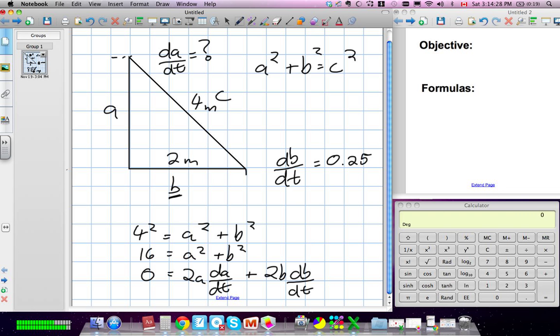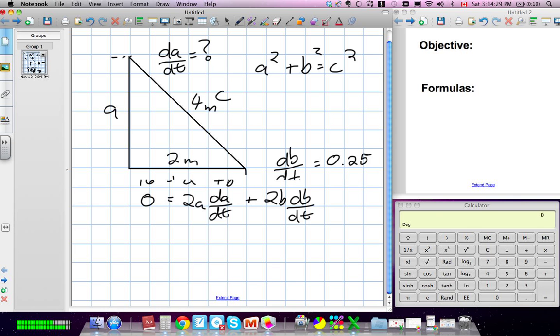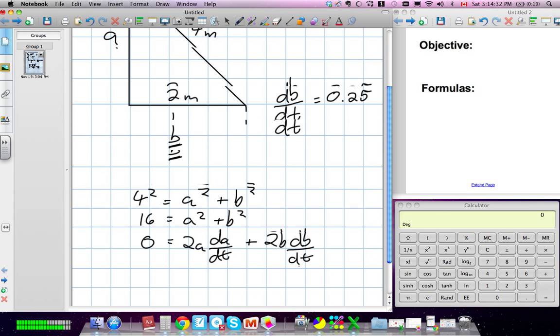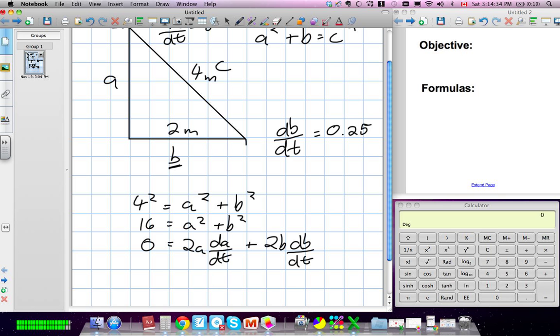Now what they've told us in this question is we have quite a bit of other information. First off, we know that the distance of b at this point in time is going to be 2 meters. So in other words, our B is going to be our 2 meters. We also know that the change in rate here is going to be 0.25 meters a second. The bottom of the ladder is sliding away at 0.25 meters a second. We need to find the rate of change of our other one.